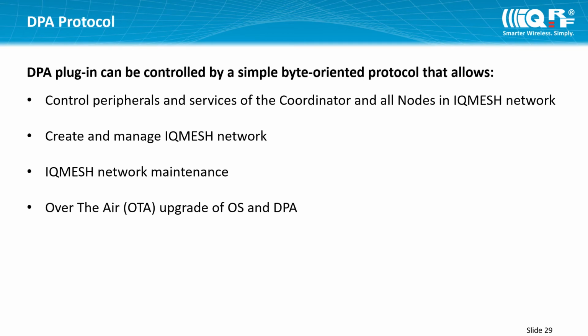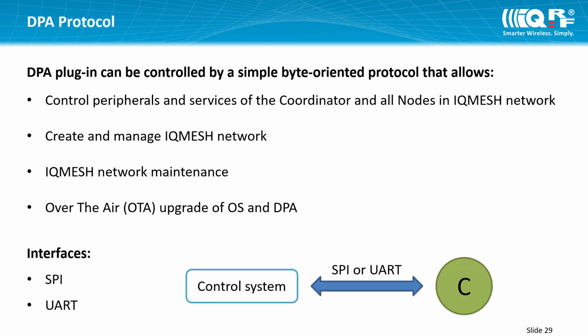All functionality of the DPA plugin can be controlled by a simple byte-oriented protocol called DPA Protocol. This protocol can control all peripherals and services of the coordinator or nodes, can create and manage IQMESH networks, and also offers very sophisticated features like over-the-air upload of the operating system, DPA, and custom DPA handler. The DPA plugin supports the SPI or UART interface to connect the coordinator to the host application.